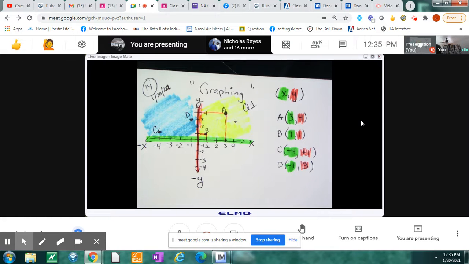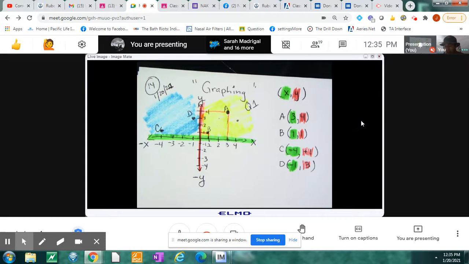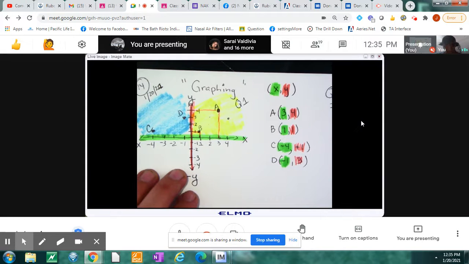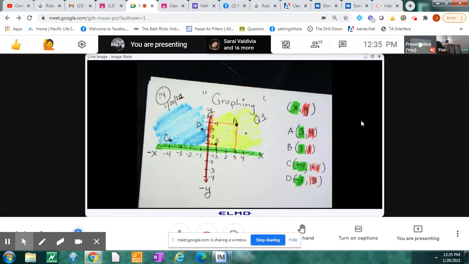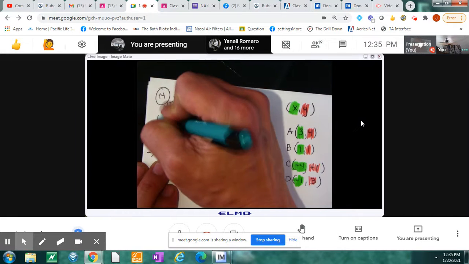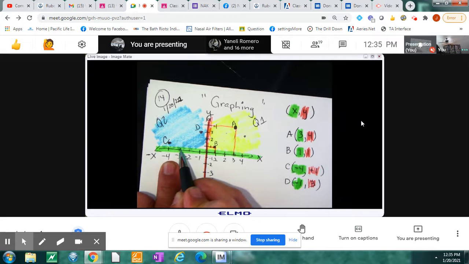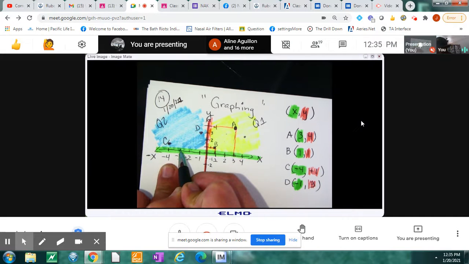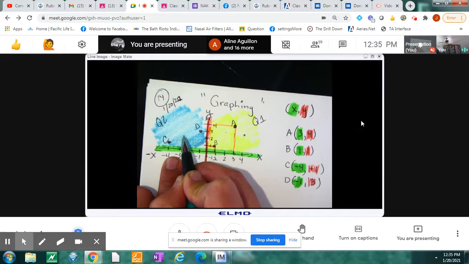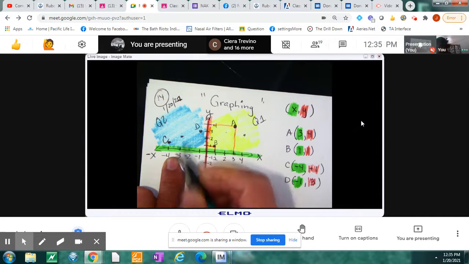Let me call on Jimmy Ordonez. Jimmy Ordonez, can you give me a coordinate that's going to fall in quadrant 2? Negative 3, which is the X first, and then 2. Yep, it would be right there. Good.